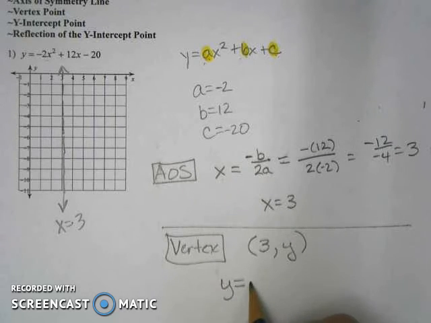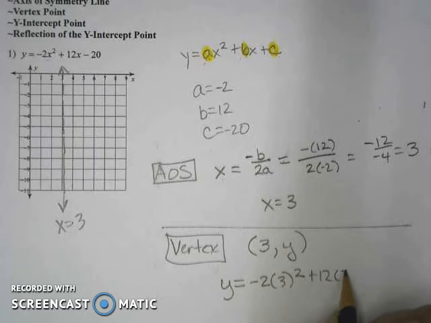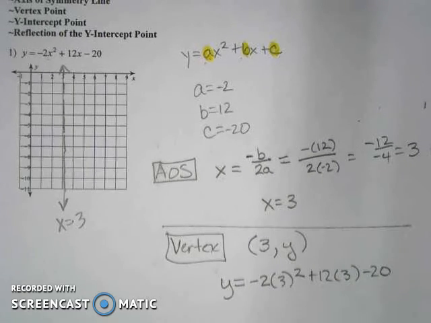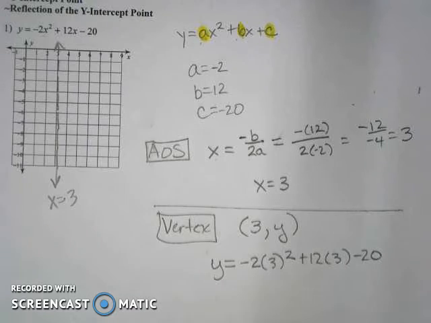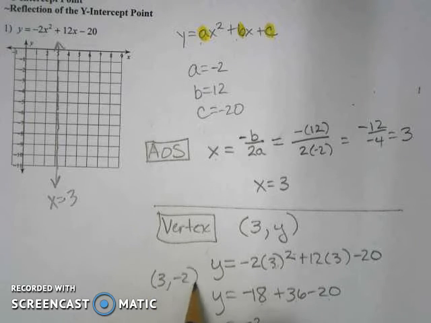So y is going to equal -2 times 3 squared plus 12 times 3 minus 20. Now we just use our order of operations to find the value of y. This is going to be 9 times -2, so we've got -18. Then 12 times 3 is going to be 36 minus 20. We add left to right, so -18 plus 36 is going to be 18, and 18 minus 20 is going to be -2. So now we know that the actual vertex point is really the point 3, -2.